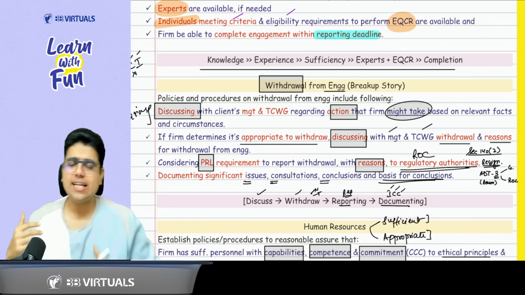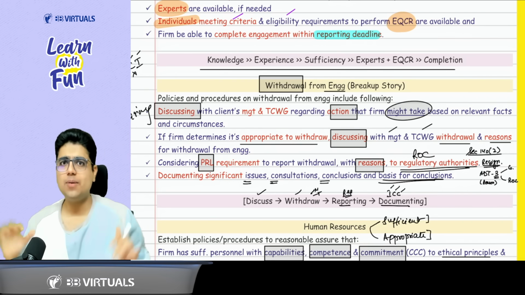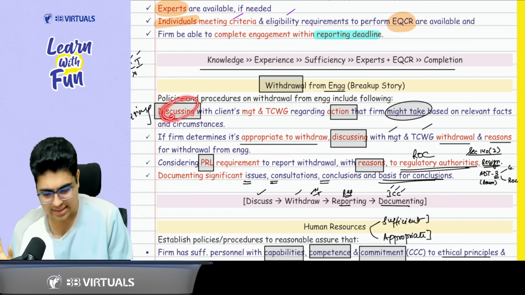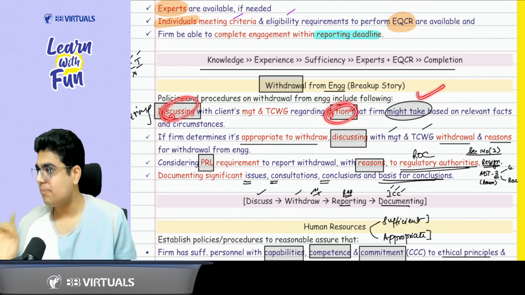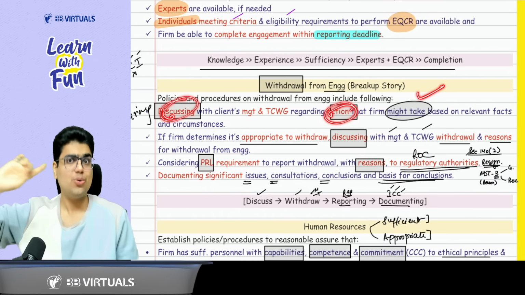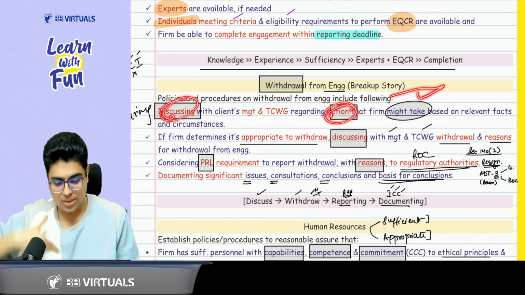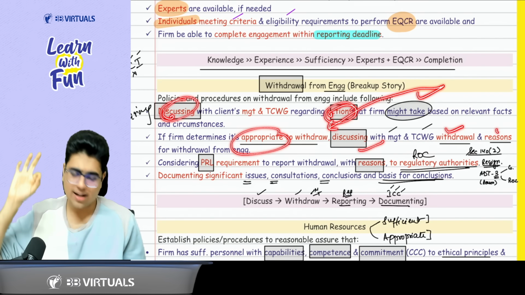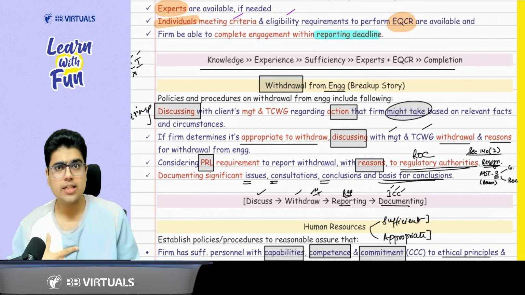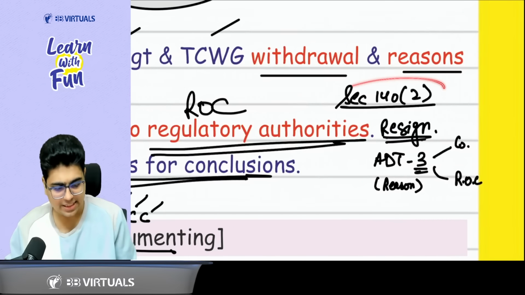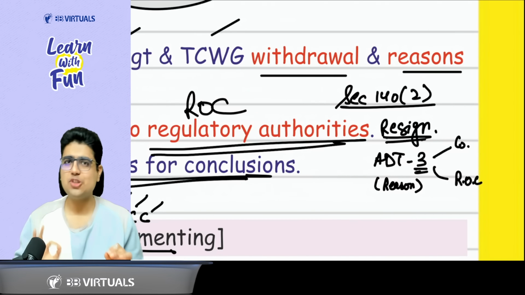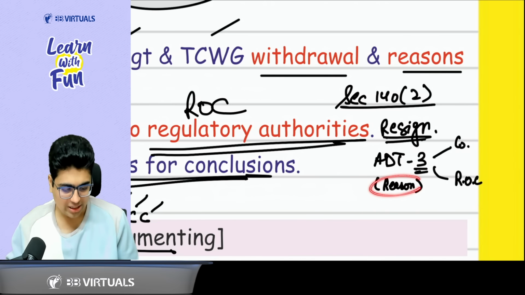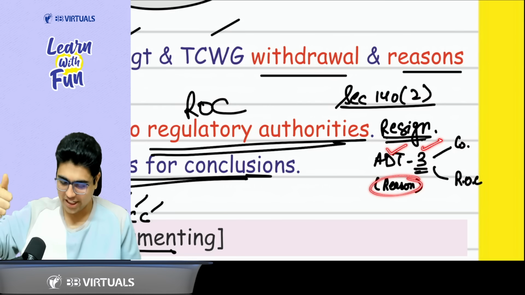But can I directly say no, no, no, tomorrow I will not come? No, sir. First of all, you need to discuss the action that the firm might take, that you are considering that you want to withdraw. Okay, sir. Then if you decide that it is appropriate to withdraw, then you can discuss the withdrawal and reasons for withdrawal. Got it, sir. And also we have all studied Section 140(2) in the Companies Act, which talks about auditor's resignation, which says that whenever you resign, you need to give your reasons in ADT-3. I got it.